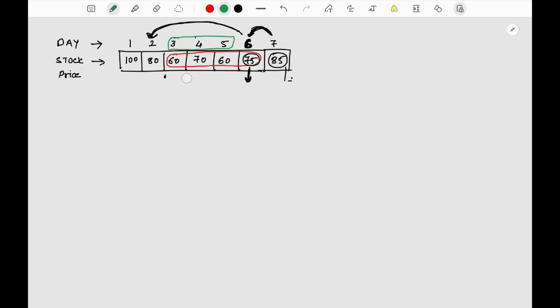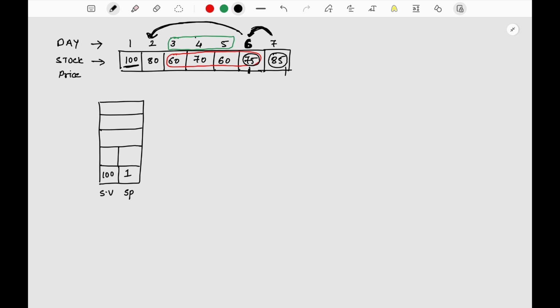Okay, so let's look at the algorithm. So we have a stack, and this stack contains two values per cell. The first one is the stock value and the second one is the span value for that particular stock price. So when we receive value 100, the stack is empty, so simply the span will be 1, right?